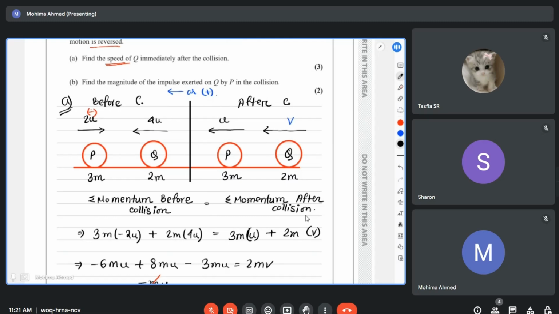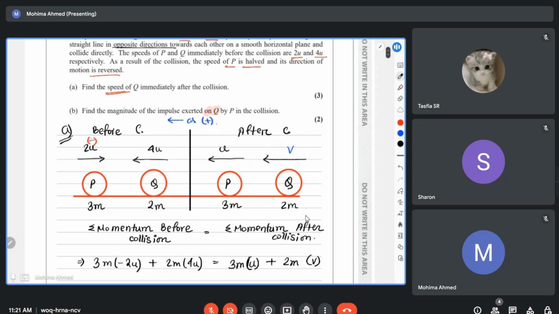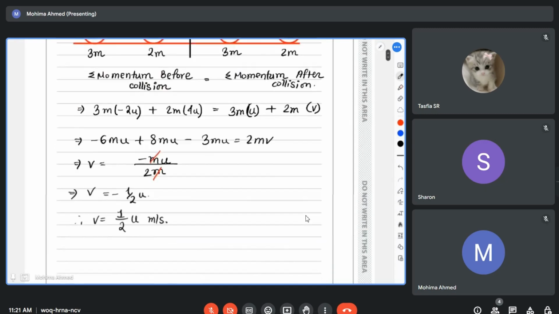Q is the particle who is receiving it. For this impulse, Q is the particle whose velocity will change, right? So we're going to use the information of Q only and not for the one who provided that. Okay, we are only going to use the information for the object on which this impulse was exerted. Now, before collision, it was moving towards left. After collision, it was moving towards right. Before collision, the velocity was 4u, and after collision, the velocity decreased to half u, right?